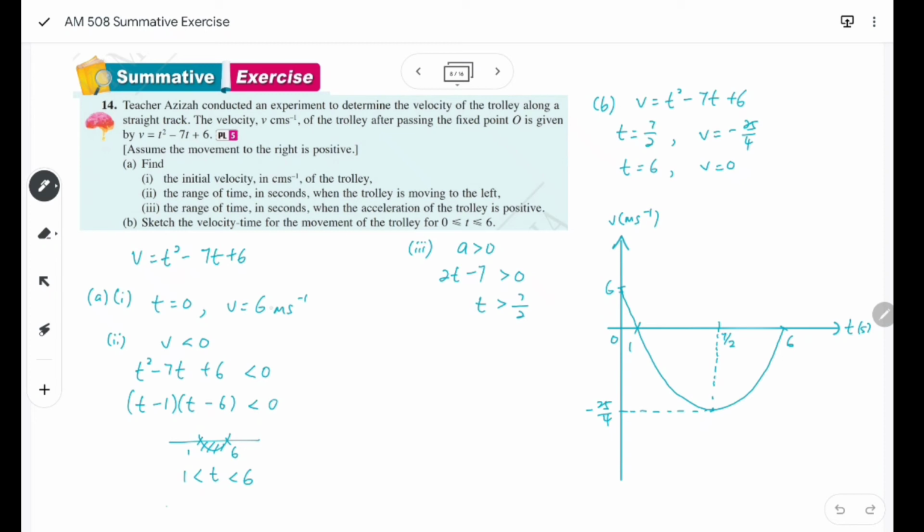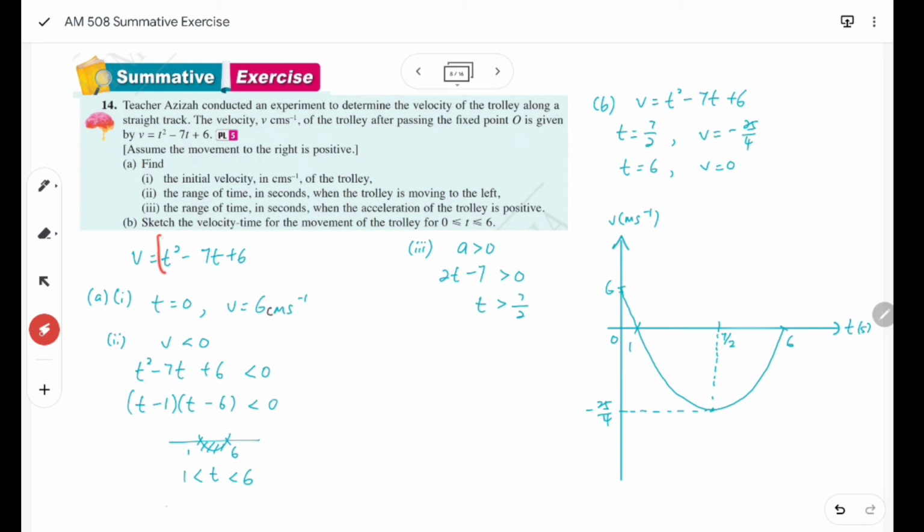A. Find number 1, the initial velocity in cm per second of the trolley. So when t equals 0, we get v equals 0 minus 7 times 0 plus 6. So the initial velocity is 6 cm per second. Number 2, the range of time in seconds when the trolley is moving to the left. When the trolley is moving to the left, we will get velocity less than 0, a negative velocity.